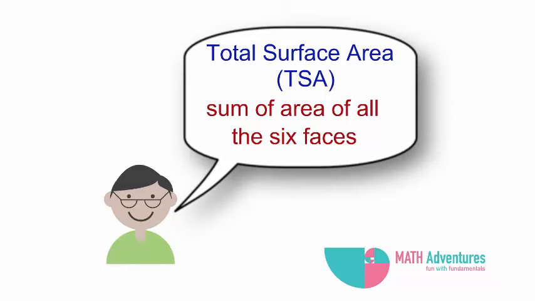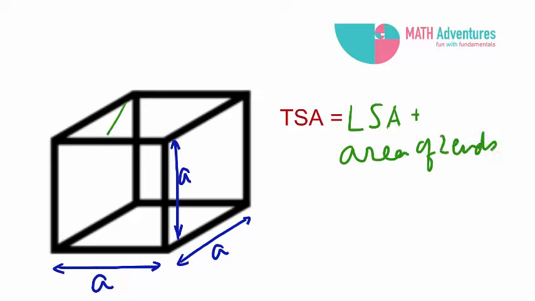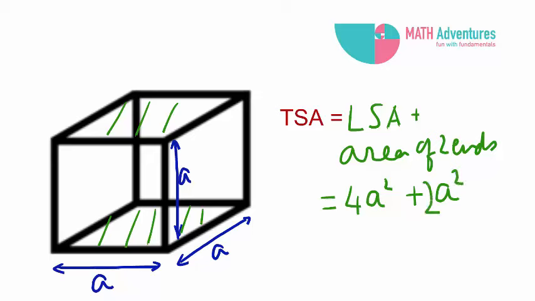Total surface area, or TSA, is the sum of all the six faces of a cube. TSA is also nothing but the lateral surface area plus area of two ends. Let me mark the top and the bottom for you. We know that LSA is 4A square and the area of the two ends is 2A square, which is 6A square.